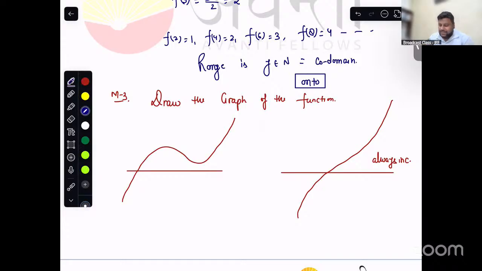Now, if in the graph of a function, let us say there is a line which is parallel to the x-axis, and that line intersects the function at more than 1 point. That means, say this is your x1, this is your x2, and this is your x3. That means at these 3 points x1, x2, x3, we are having the same images. Yes or no?